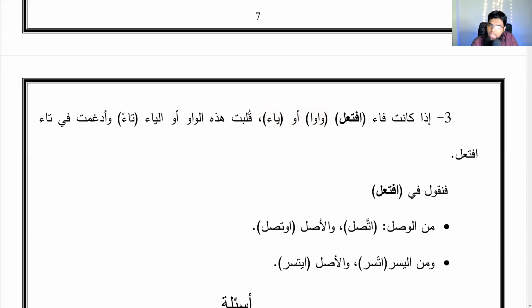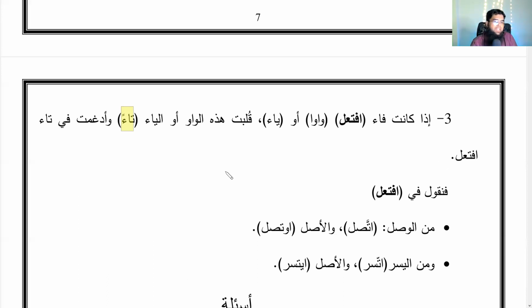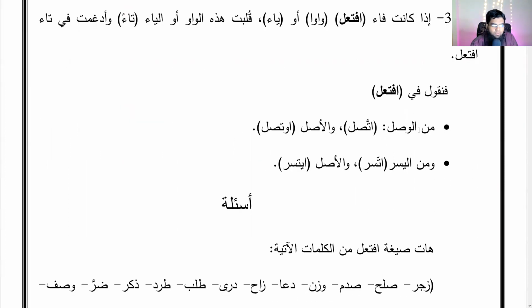Now we are changing the fa kalima because it's mithal, it's a weak letter. And remember, mithal means it could have a waw or ya in the beginning, right? وأدغمت في التاء افتعل, and you do idgham, you merge it into the ta of ifta'ala. So it will become like wahada, ittahada. For example, فنقول في ifta'ala min al-wasli, from wasla, to arrive, ittasala, to contact.